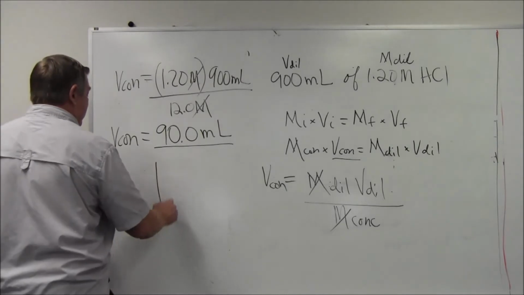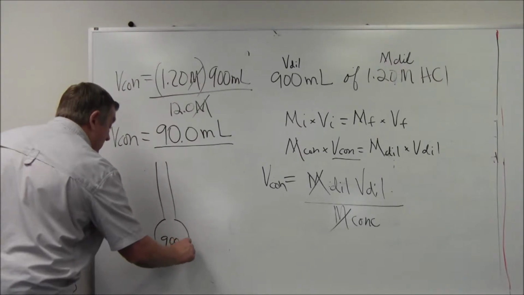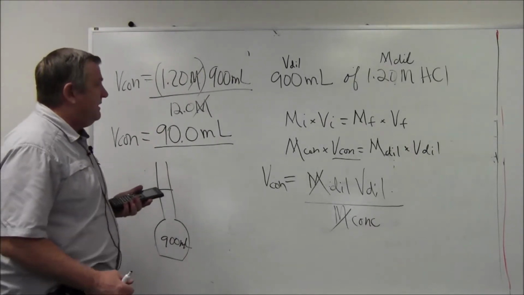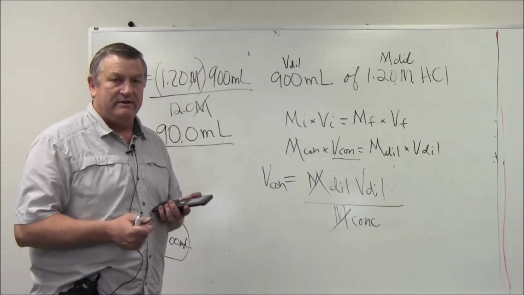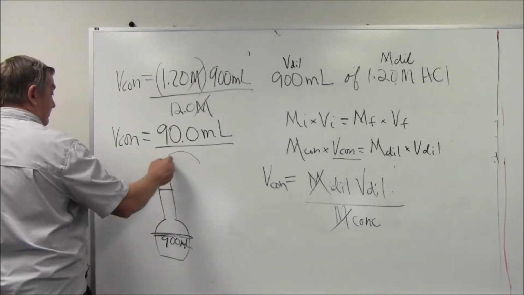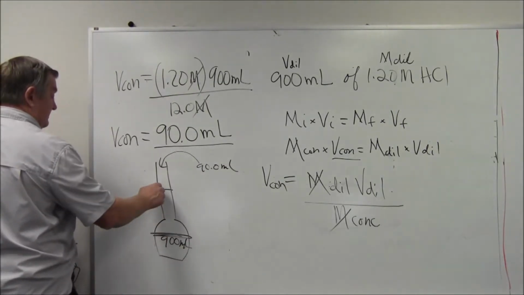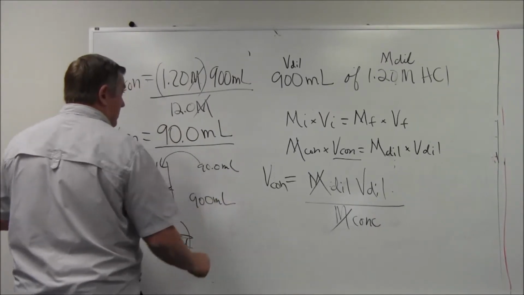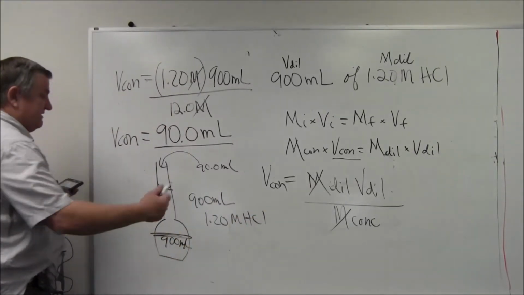And so what I do, I get a volumetric flask. This has 900 on it. Or a liter graduated cylinder. And then you add acid to water like you oughter. So you can't put the acid in first. It'll splatter. It'll be too exothermic. So you put some water in here like you always do. And then you go ahead and dump in your 90 mils of stock. And then you QS right to 900 mils. And now you've got 900 mils of 1.2 molar HCl.